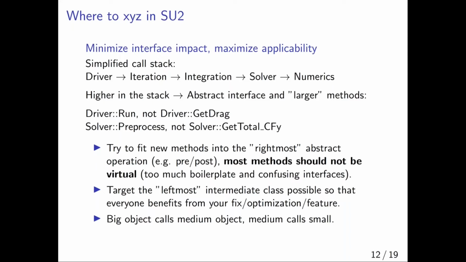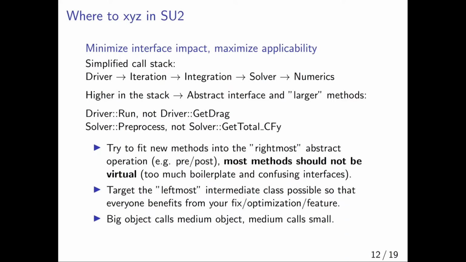When implementing a new feature, you should go for the rightmost abstract operation. Try to fit it into the first pre-processing or post-processing, for example, that makes sense. And if you're adding a new method, it does not have to be virtual, so it does not have to impact the interface of the code. It should belong to one of these broader categories of abstract operation. Then you should target the leftmost intermediate class. If you have something that can go into the Euler solver, don't put it in the Navier-Stokes solver. Or if you have something that can be shared by all flow solvers, put it in the base for all the flow solvers and not just the one that you're planning to use right now. Try to make everyone benefit from the fix or the optimization or the feature that you're implementing.